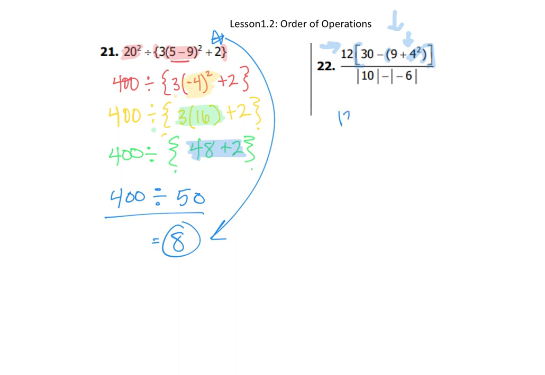So I'm going to leave 12, bracket, 30. Again, I just rewrite everything exactly as it was that I haven't used. Parenthesis 9 plus 4 times 4 is 16, and close it up.